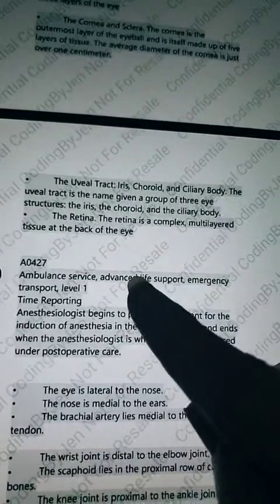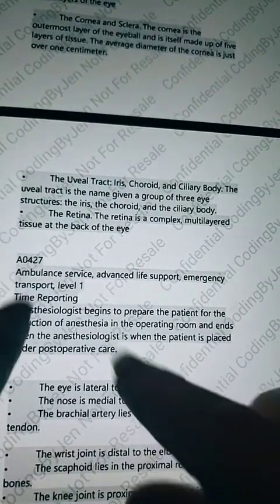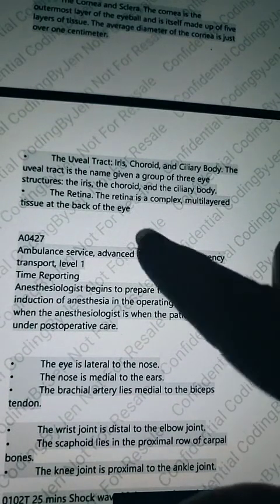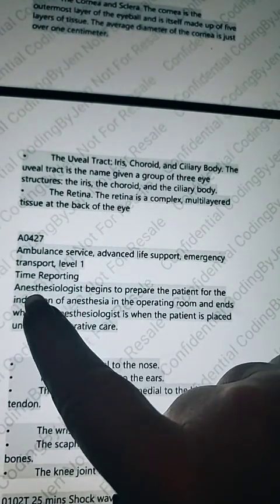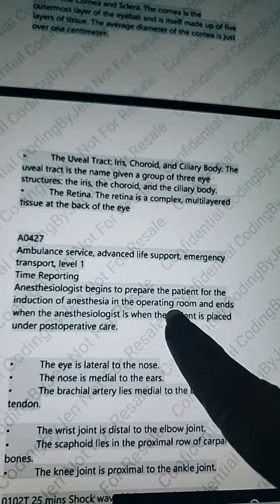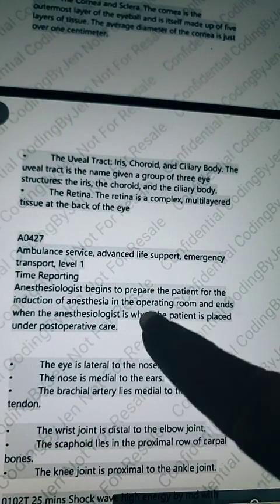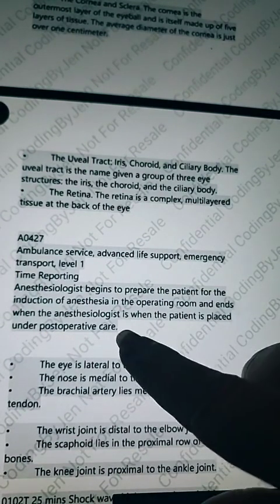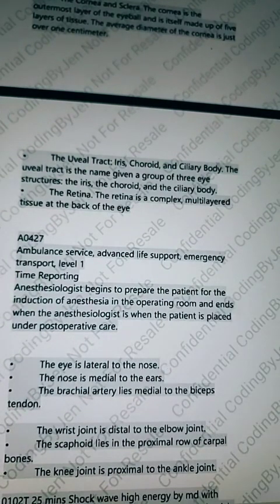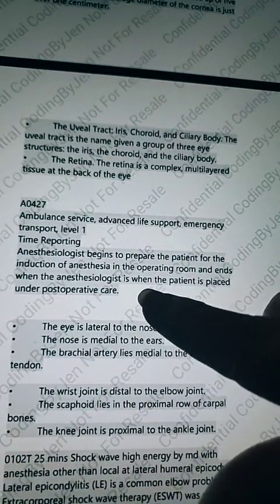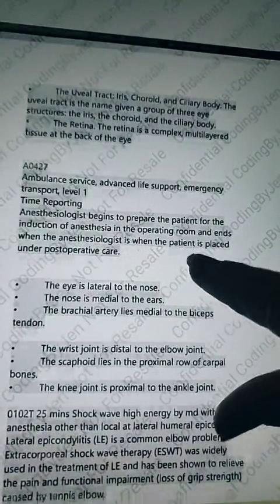Good gracious. Ambulance service, a level 1 HCPCS code. James, that's enough. Please stop. There is time reported for anesthesiology. Be sure you understand when time starts and when it stops. It's not what you think. It's only when they start preparing the patient for the anesthesia, like getting ready to inject them, that anesthesia time starts, not when they have a conversation with the patient. And then it only stops when they turn them over to post-op care.